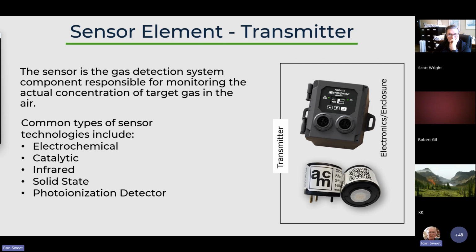Catalytic sensors migrated into the commercial and industrial gas detection space from the petrochemical industry, where they've been utilized for well over 50 years for monitoring combustible and explosive gases. They're very good at what they do. They're very sensitive, and they're very reliable at detecting combustible or explosive gases. Infrared sensors are based on infrared light. So there's a light source inside that sensor.